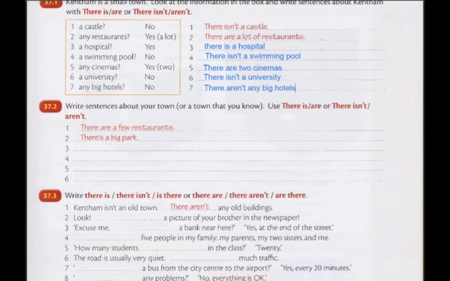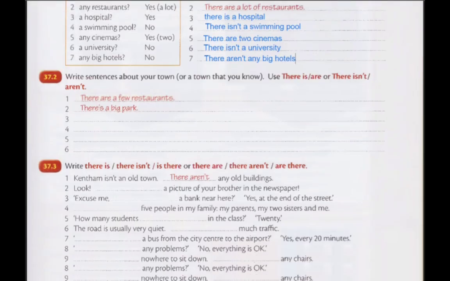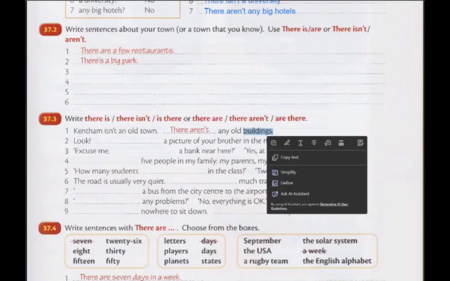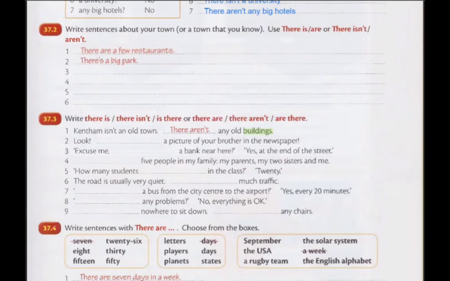Here, write sentences about your town or a town that you know. Okay, it's optional. You should use that. Let's go to another one. Right, there is, there isn't, is there, or there are, there aren't, or are there. Like, Canton isn't an old town. There aren't any old buildings. Look at the picture. There is, you should use, guys. There is.